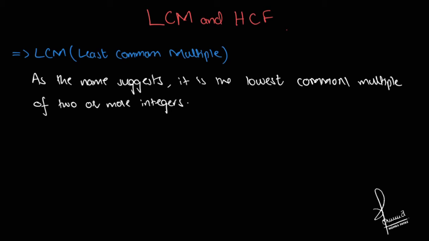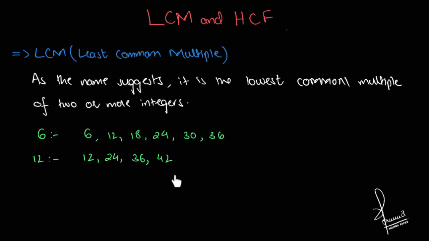For example, if I ask you to calculate the LCM of 6 and 12, the first thing I have done is I have written down their multiples. So what will the multiples of 6 be? 6, 12, 18, 24, 30, 36. What will the multiples of 12 be? 12, 24, 36, 42 and so on. Now what will the LCM of both be? The LCM will be the least common multiple of these multiples.